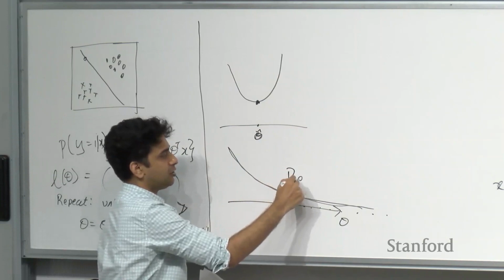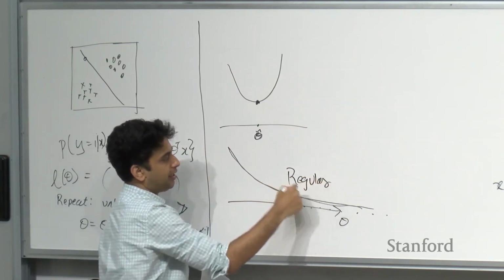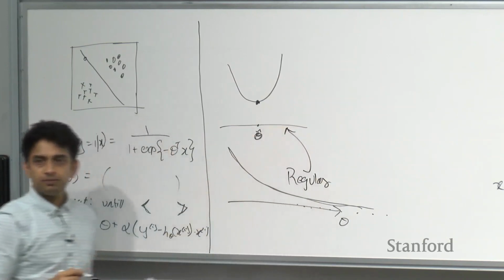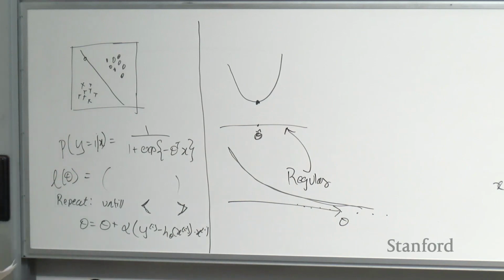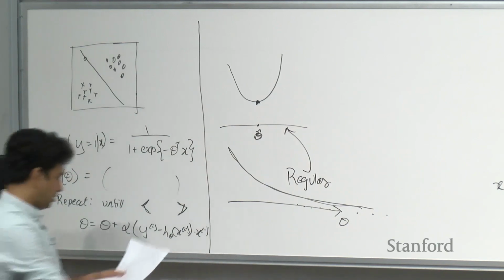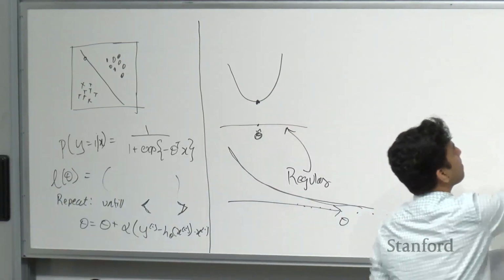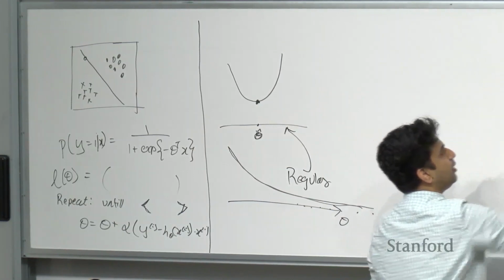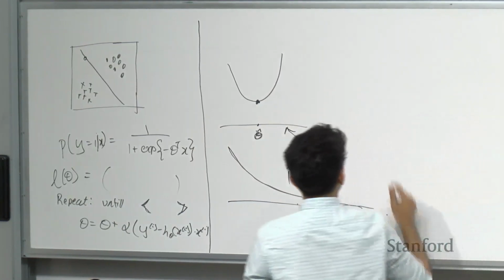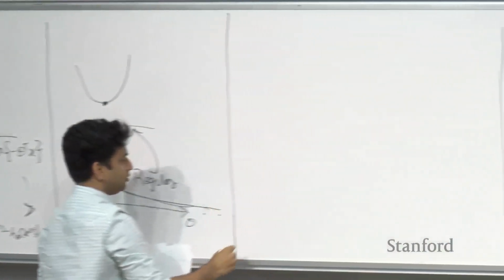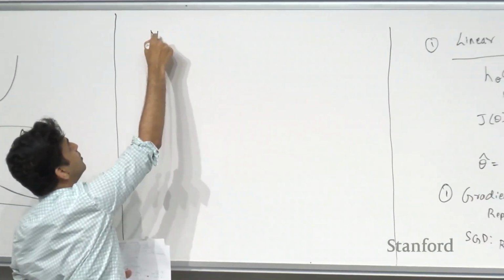So regularization takes us from here to here, right? So that was logistic regression. Next, we studied a second algorithm for optimization called Newton's method.